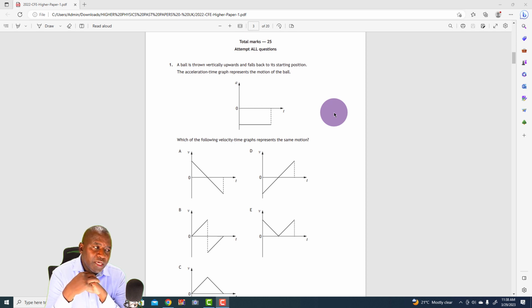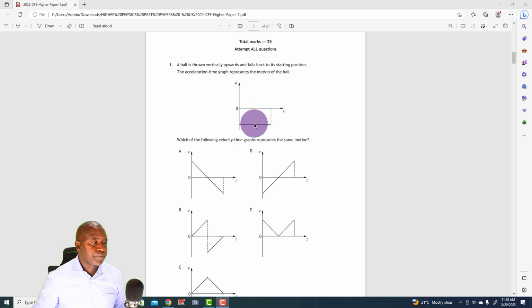In this particular question, I'd like you to observe that the acceleration is negative here, because it is in this quadrant here. It's negative and it is uniform over the whole period of flight of the ball. So the object has been thrown upwards and then it comes back to the starting point.